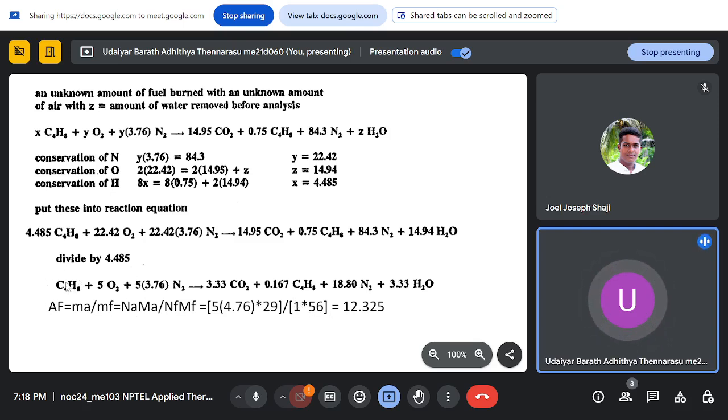if you see, calculate the molecular weight for C4H8. So 4 into 12 plus 8, it comes out to 56. So the molecular weight of fuel is 56. Substituting this, you can find out the air fuel ratio as 12.325.